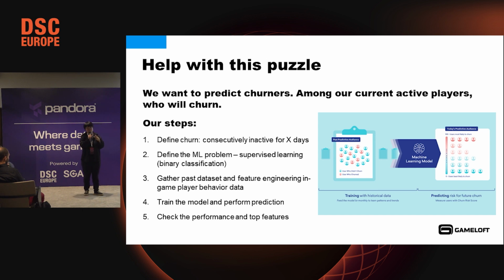This is our usual routine step as data scientists. So we define what is churn. If you didn't come back to the game consecutively for X days, you are a churner. It is supervised learning. We have the labels, and we will consider binary classification. We study the player behavior data, we train the model, and we predict. And then we check the performance. Is the model performing well? What are the top features?